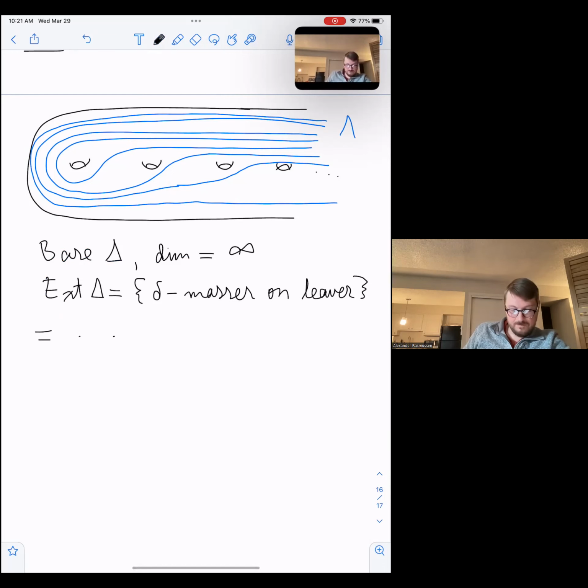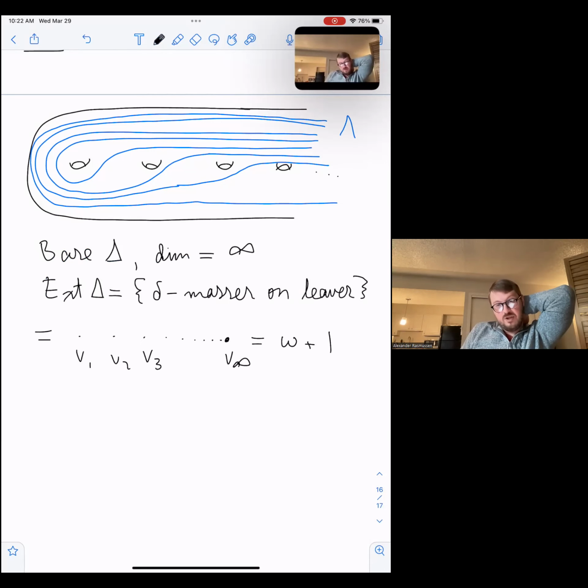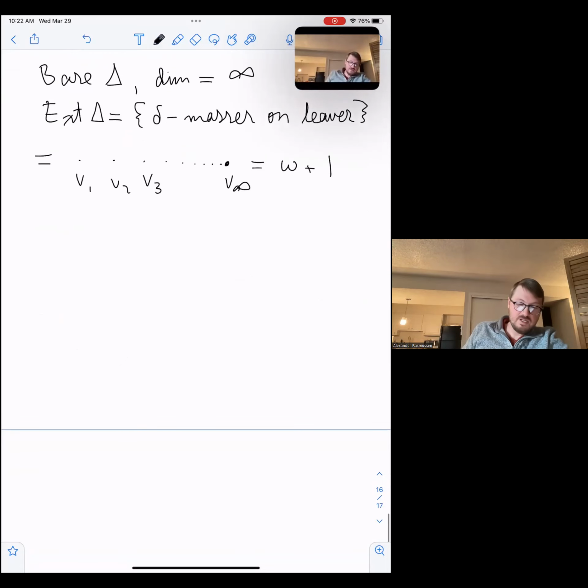So in this case, you can see that the delta masses on this sequence will converge to the delta mass on the limiting leaf. So our set of extreme points has some non-trivial topology. It's just an infinite convergent sequence. So we have an infinite sequence converging to a single point. You can identify this with omega plus 1 if you like ordinal numbers. So this is just some kind of infinite dimensional simplex with a non-trivial topology on its vertices.